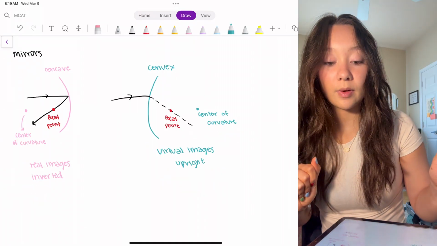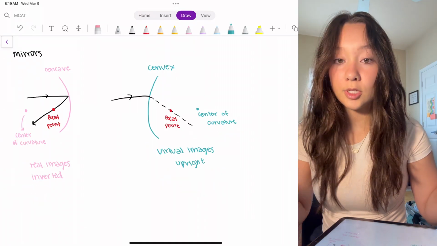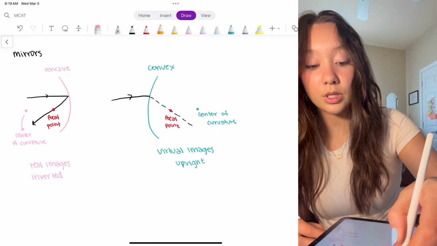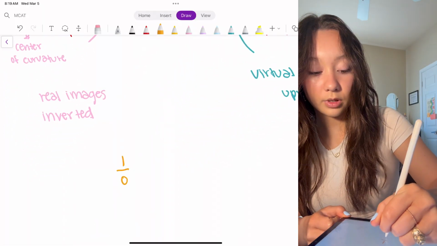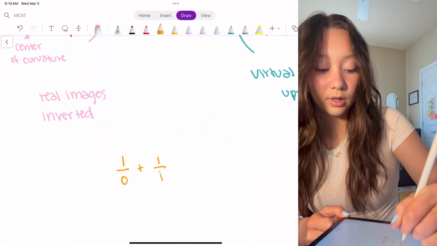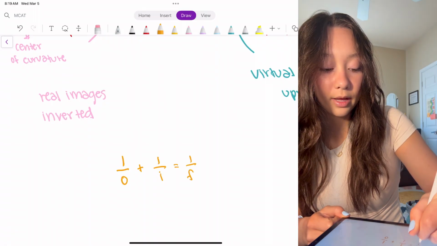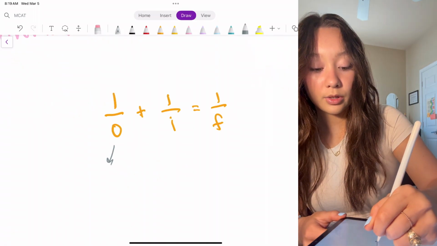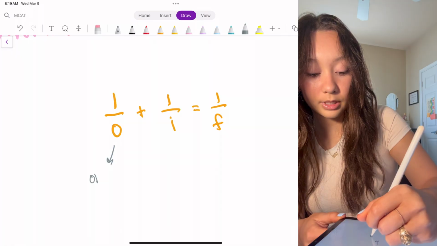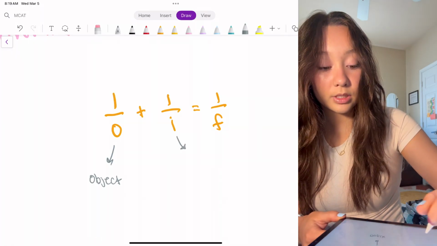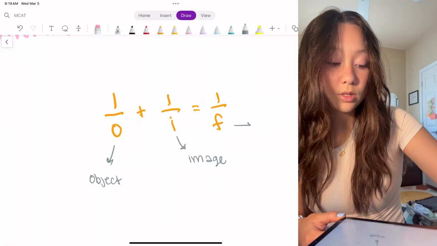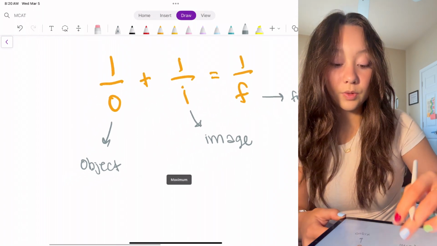Now, if we want to get the distance from where the image actually forms, we can use the equation 1/O + 1/I = 1/F. This is saying that 1 over the distance of where the object is, plus 1 over the distance of where the image forms, is the same as 1 over the focal point. And so these are distances.